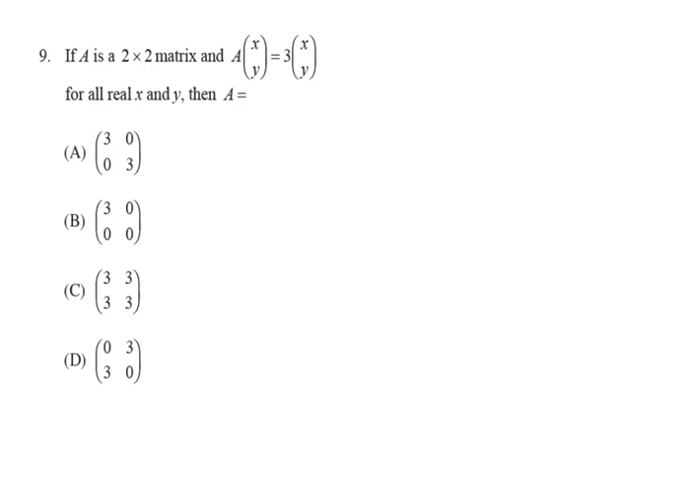Problem 9, the key issue is multiplication of matrices. So you do need to know how to multiply matrices correctly. The left side of the equation, A times the matrix X, Y, is multiplication of two matrices. So A is going to be a matrix. And on the right side, it's 3 times xy.